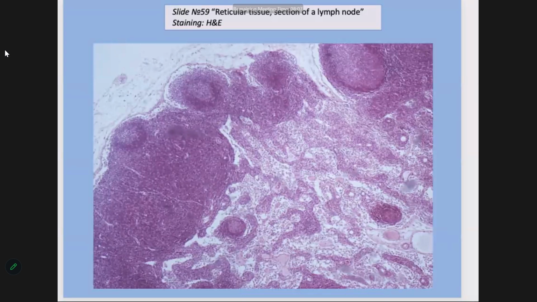Lymph node is the organ of lymphopoiesis. In this organ, the lymphocytes finish their differentiation, and the stroma of the lymph node is made by the reticular connective tissue. In this case, we use hematoxylin and eosin staining. That is why we cannot indicate the reticular fibers.